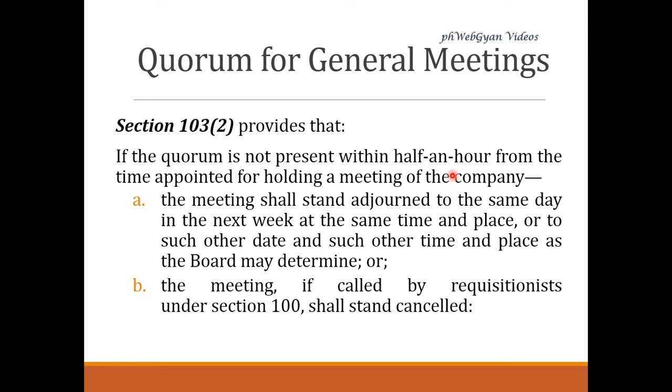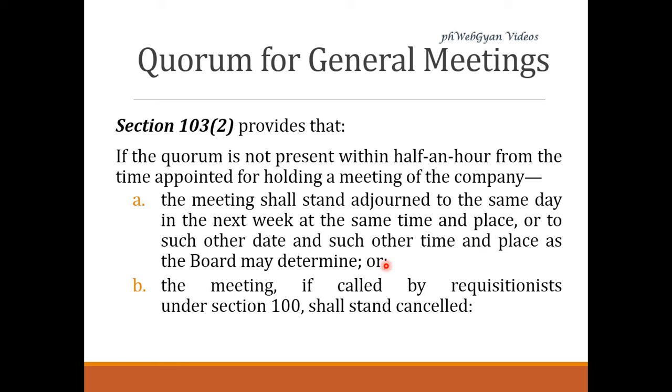Okay, if the quorum of a general meeting is not present within half an hour from the time appointed, then the meeting shall stand adjourned. I hope everybody knows what adjourned means, that it stays suspended. Now till what date does it stay suspended? To the same day in the next week at the same time and place, or to such other date and such other time and place as the board may determine. So it is up to the board.